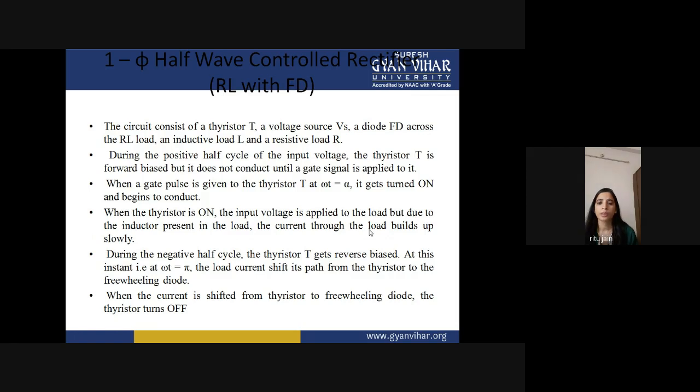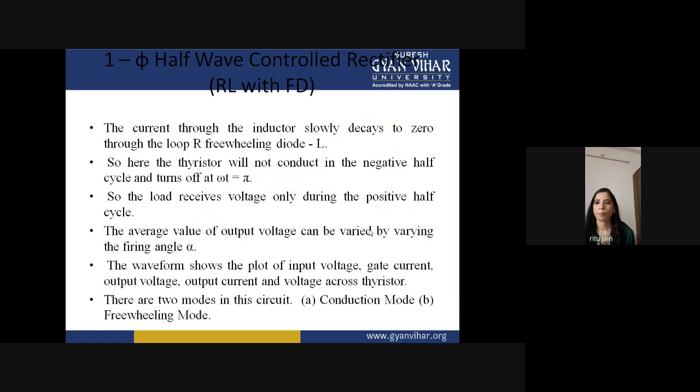Now, during the negative half cycle, the thyristor T gets reverse biased, and at omega t is equal to pi, the load shifts from the thyristor to the freewheeling diode. When the current is shifted from the thyristor to the freewheeling diode, the thyristor turns off. So the current through the inductor slowly decays to zero through the loop R, freewheeling diode, and L.